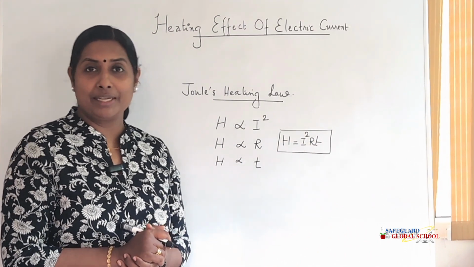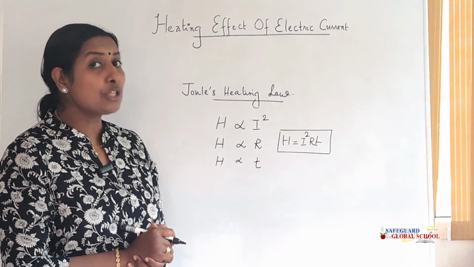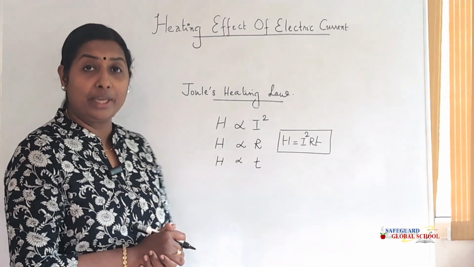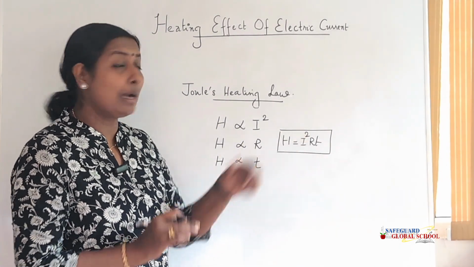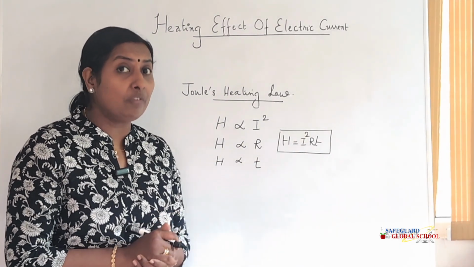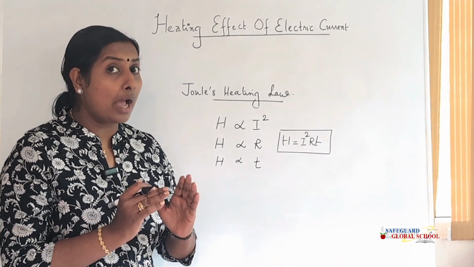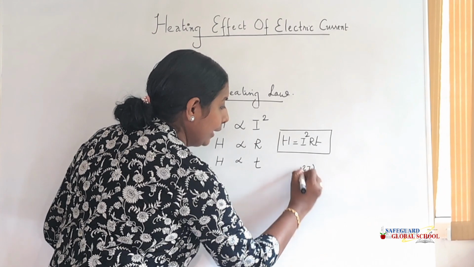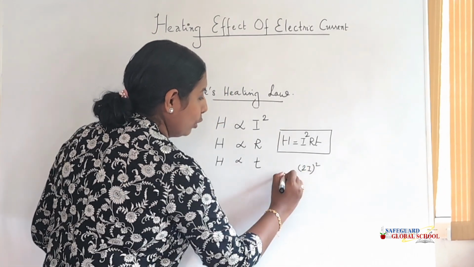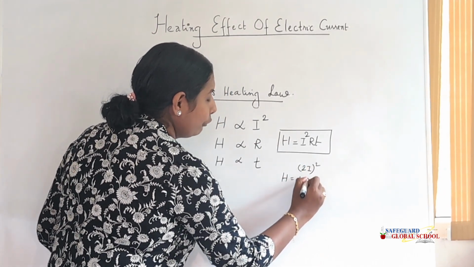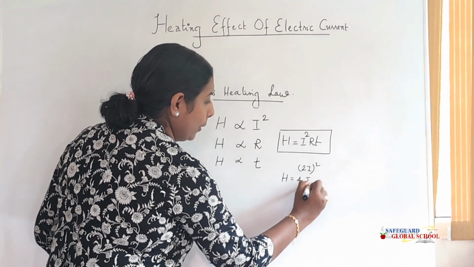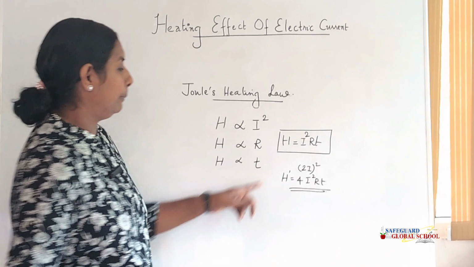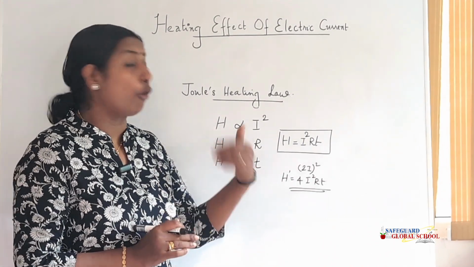So a simple question comes to you. In a particular resistance, when the current is doubled, what happens to the heat? When the current is doubled, instead of I, we will get 2I. So 2I the whole square. So what is introduced is 4. 2 squared is 4. 4I squared RT. This is the new heat developed. So the heat will be 4 times.